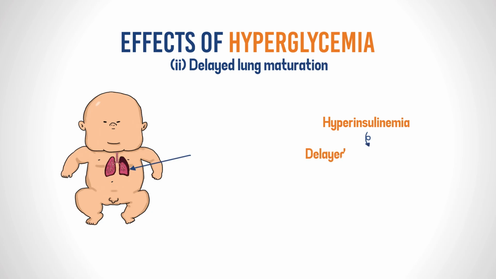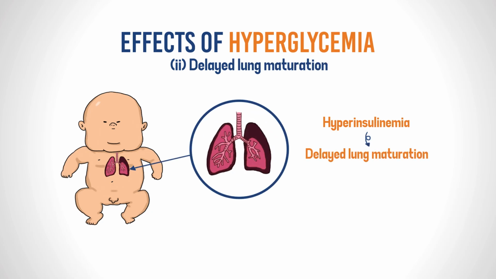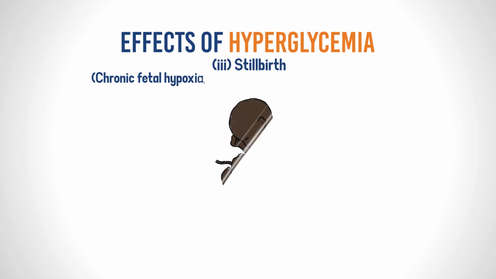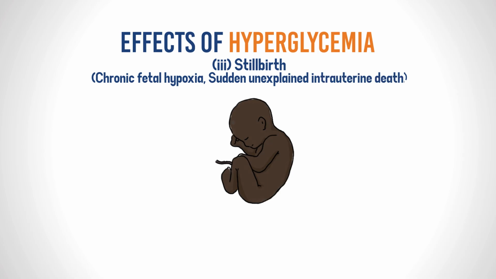Hyperinsulinemia also delays fetal lung maturation by inhibiting the production of surfactant by alveolar cells, increasing risk of respiratory distress syndrome at birth. In addition, as pre-existing diabetes mellitus is a vasculopathic condition, there is an increased risk of chronic fetal hypoxia from placental insufficiency. This may result in sudden unexplained intrauterine death or stillbirths.